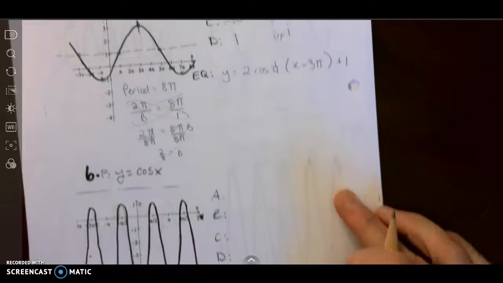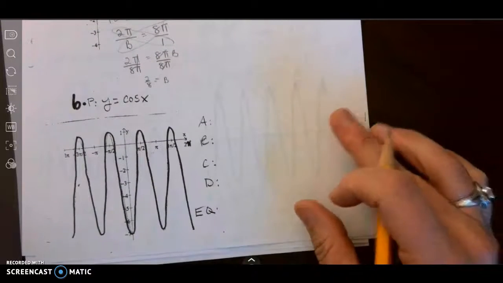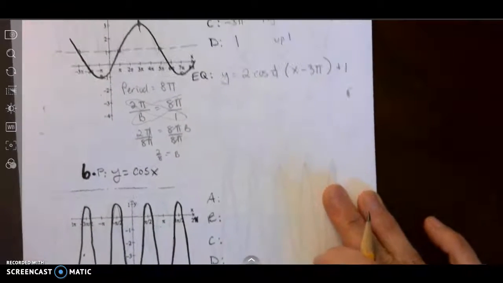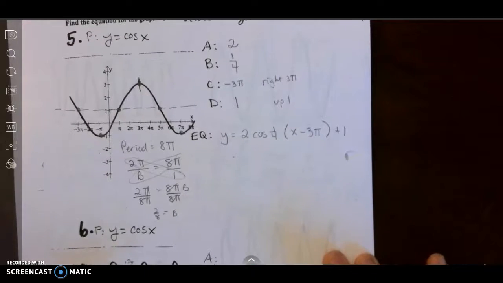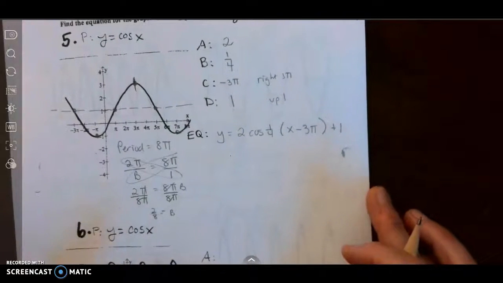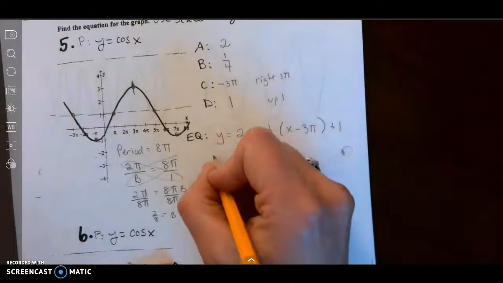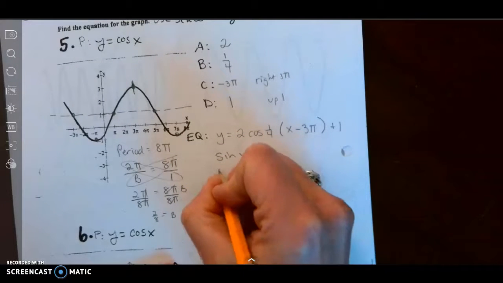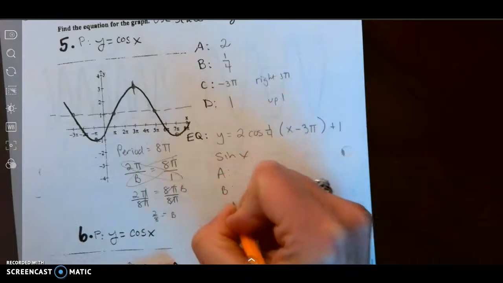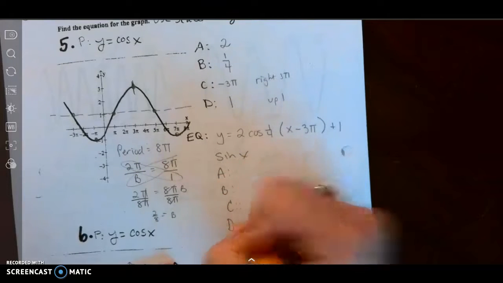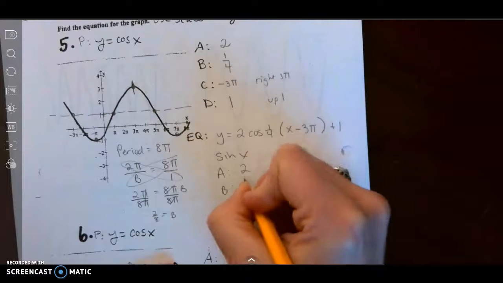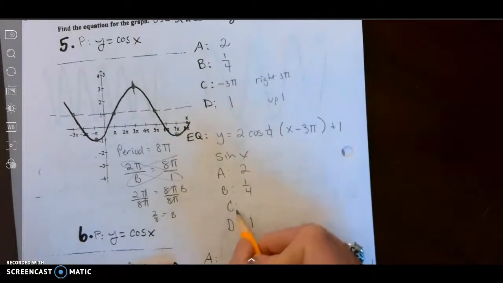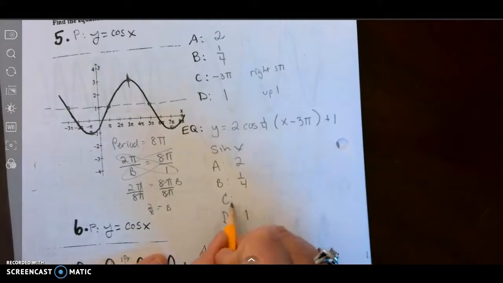Let's go down here, do this one for cosine. We could also do number 5 for sine. I'll go ahead and do that with you, just to help you be able to look at it for sine as well. So for sine of x, A, B, C, and D, a lot of it's the same. The A value is the same, the B value is the same, and the D value is the same. The only thing we have to still look at is the C value.